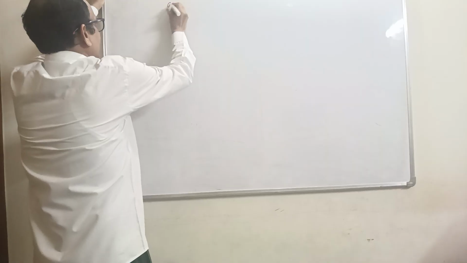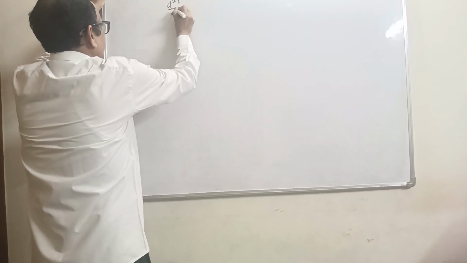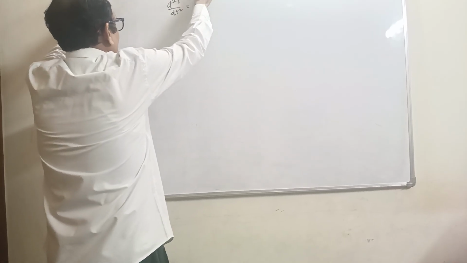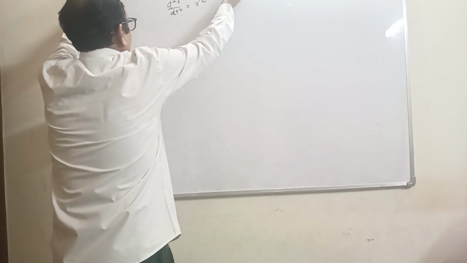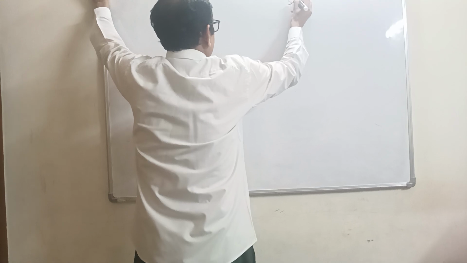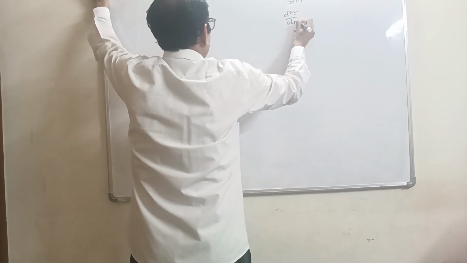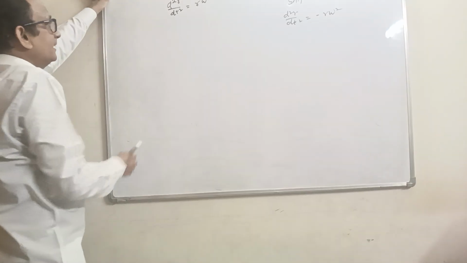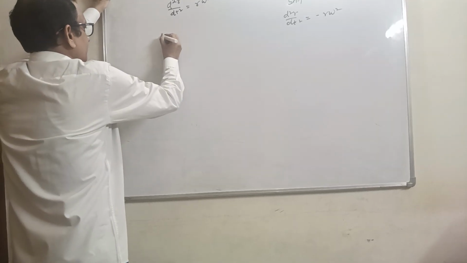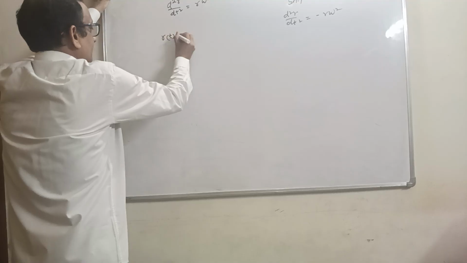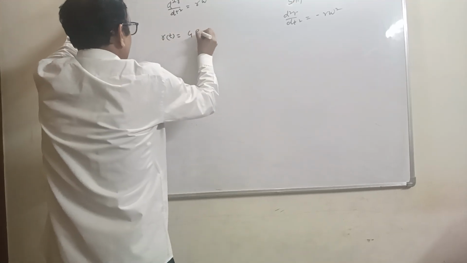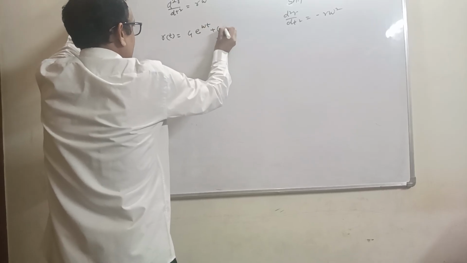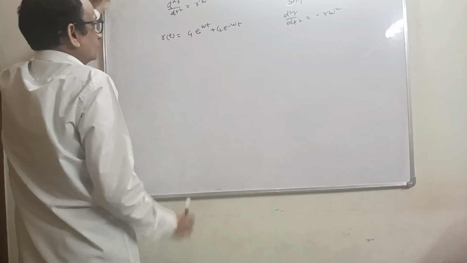Centrifugal acceleration. The centrifugal acceleration is d2r by dt square is equal to r omega square. And the SHM d2r by dt square is equal to minus r omega square. We know the result for this equation. r as a function of time would be c1 e raised to power omega t plus c2 e raised to power minus omega t. This is the solution for this equation.